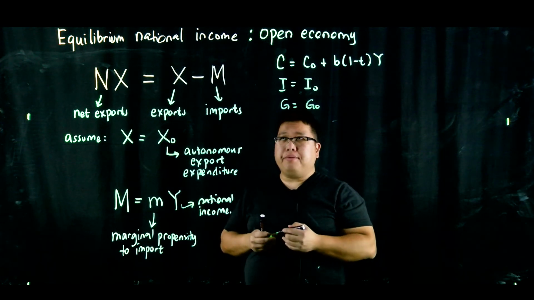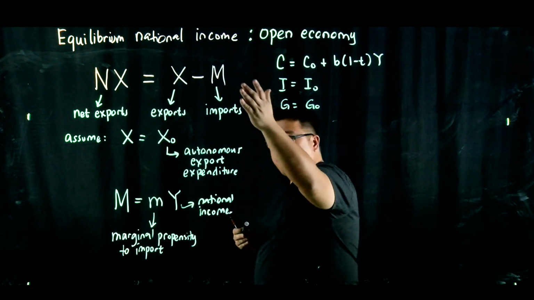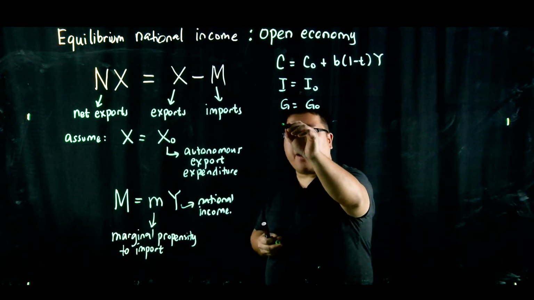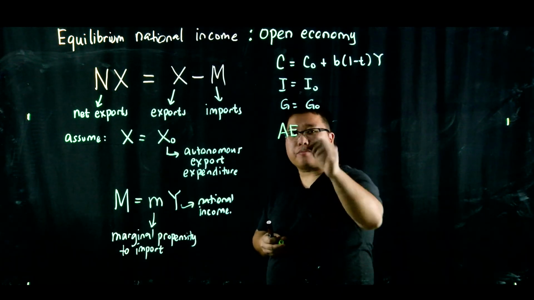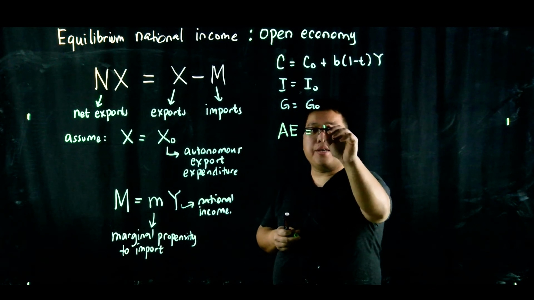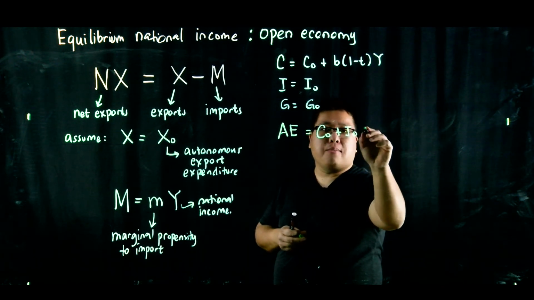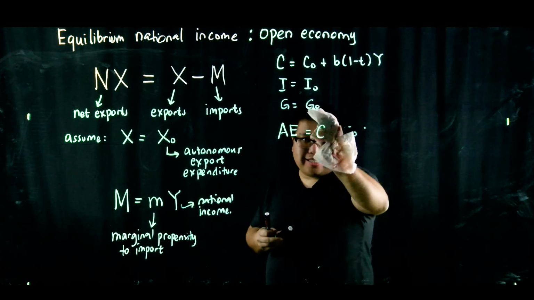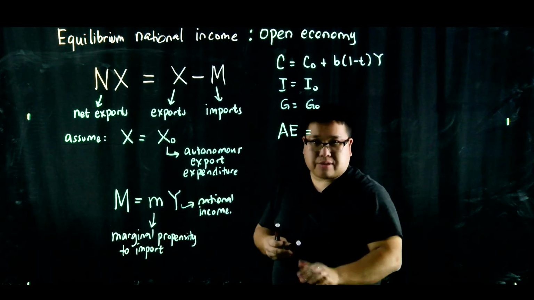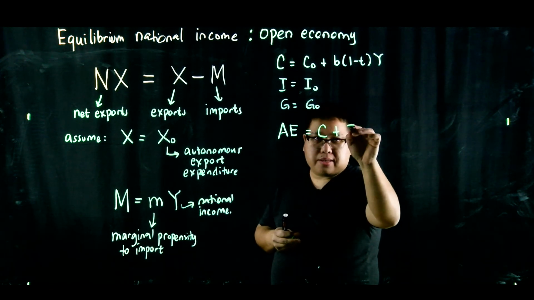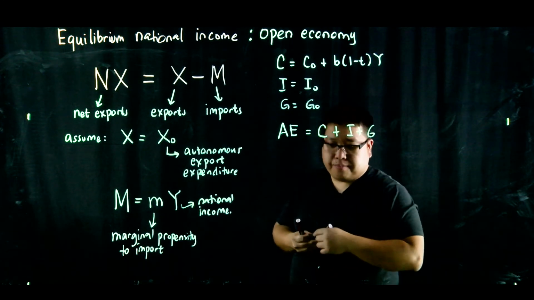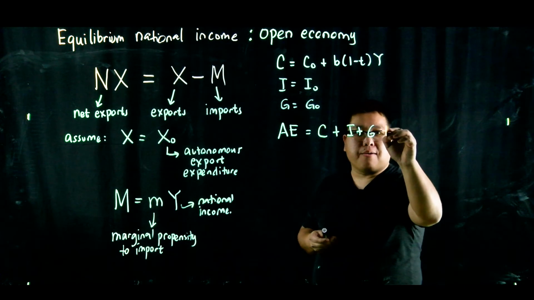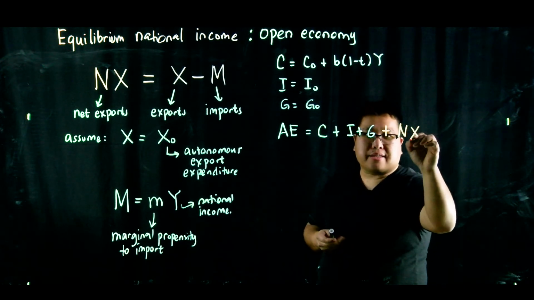Now, how would the introduction of net exports affect our aggregate expenditure function? Well, we know that AE, or aggregate expenditure, is equal to C plus I plus G. I'm not going to use the sub zeros yet, so I'm just going to use C. But now we have net exports, so I'm going to add it here, plus NX.